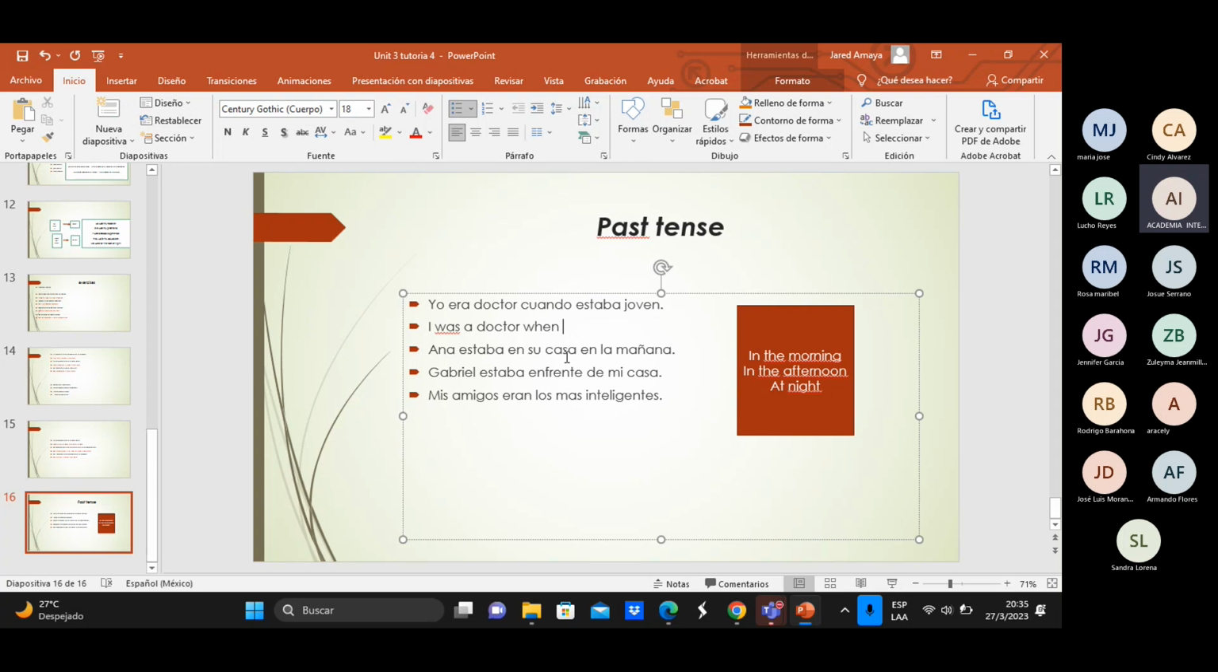Aquí hay otra cosita que vamos a usar. When. Otra vez voy a utilizar when I was young. John es joven, ¿verdad? When I was young. Cuando yo era joven. O cuando yo estaba joven, ¿verdad?